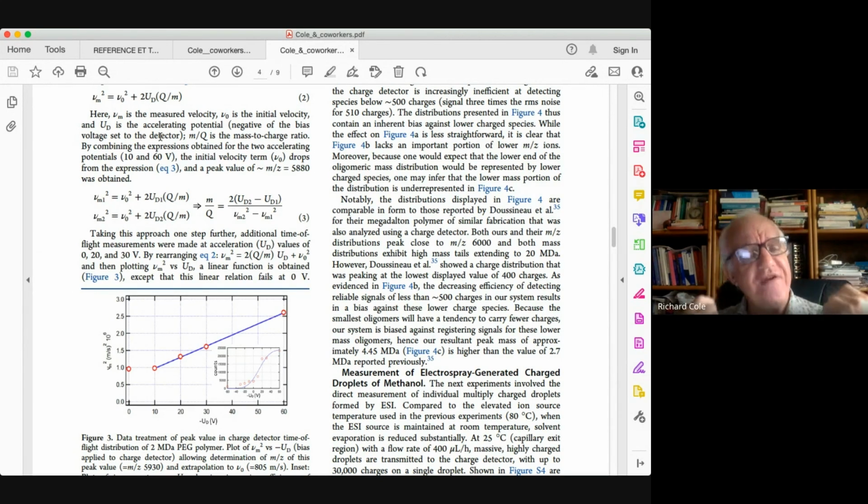So we can very accurately accelerate ions into the charge detector, and we can have a very accurate difference in acceleration values. What we are really bad at is evaluating the initial velocity. And think about it. Here we have a modified triple quadrupole with a so-called Z spray source.